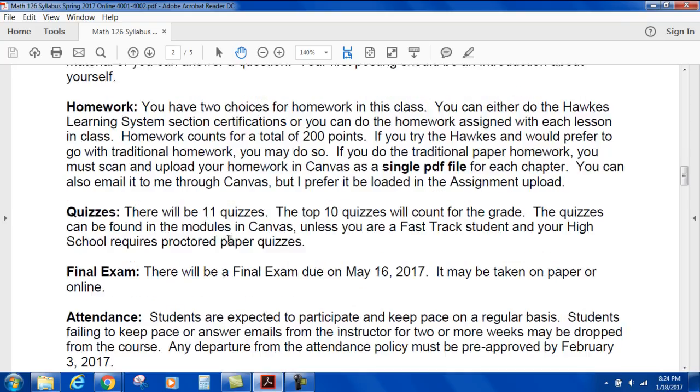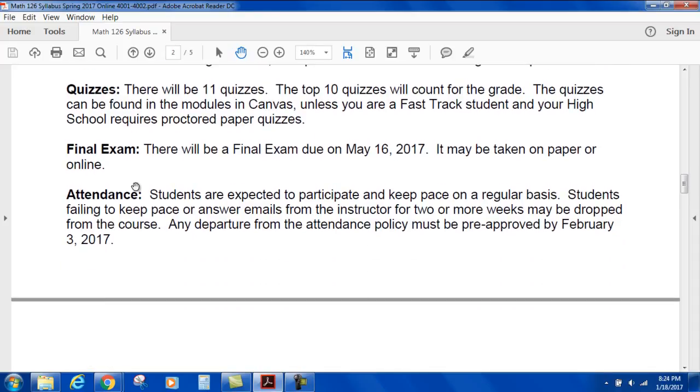Quizzes. There'll be 11 quizzes. The top 10 quizzes will count for the grade. The quizzes can be found in the modules in Canvas, unless you're a fast track student and your high school requires proctored paper exams. I'm not sure, again, that we have any of those this semester. Final exam will be due on May 16th, 2017. It may be taken on paper or online, same as before.